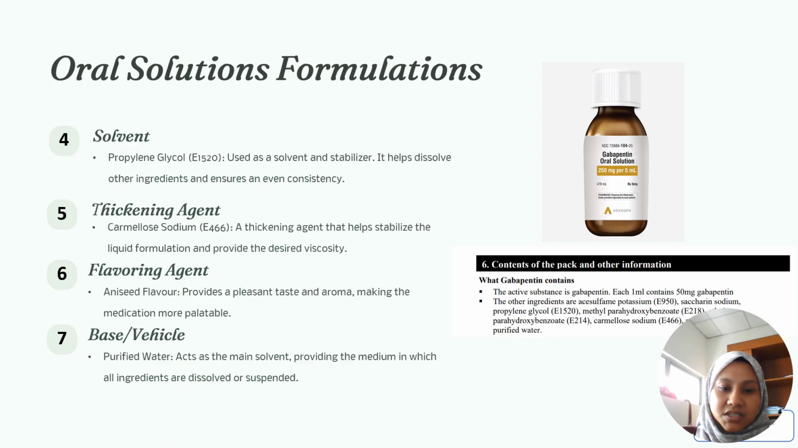And last but not least, we have the vehicle. Vehicle basically is the main solvent. Okay, normally we add a vehicle to make the finalized volume of the oral solution or the product.